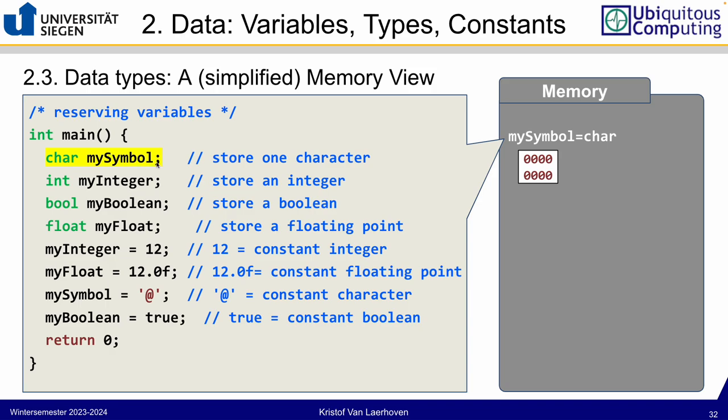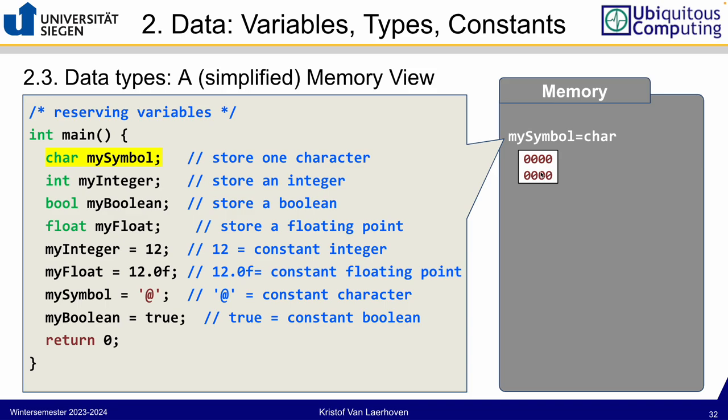Is it set to 0? Oh, you're not sure? That's very good. No, not necessarily. It depends on your compiler. Some compilers set these things to 0, so all those bits are set to 0, and the number that this represents is 0. However, it doesn't have to be.